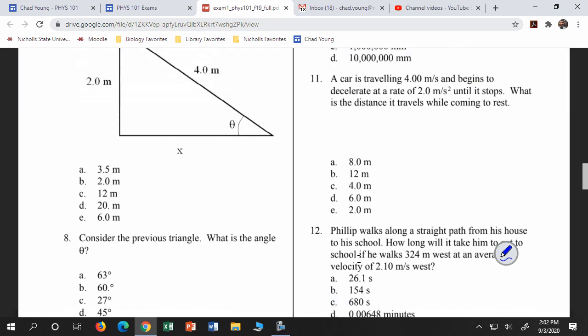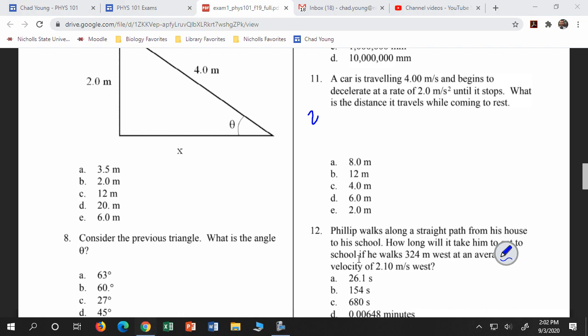Fall 19, number 11. A car is traveling at 4 meters per second and begins to decelerate at 2 meters per second squared until it stops. What is the distance it travels? So this is a 2-step problem. I don't really know that right off, actually. Really, what I want to do as I start is just write down everything that I know.